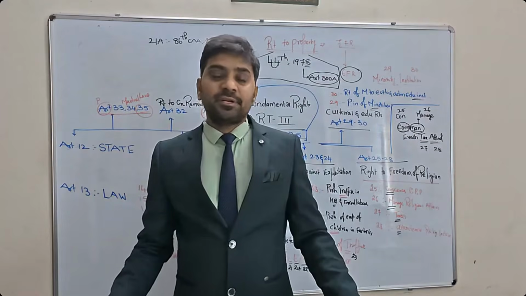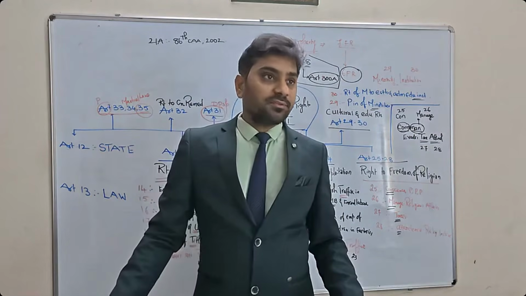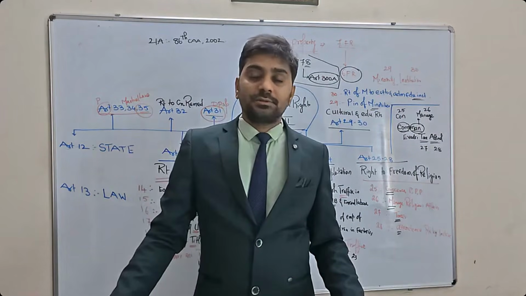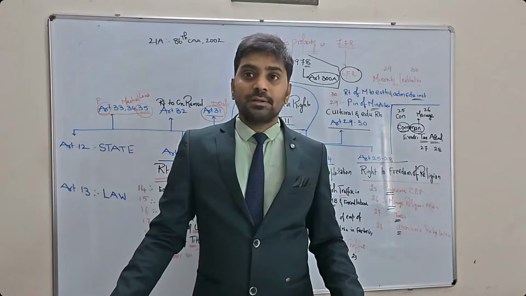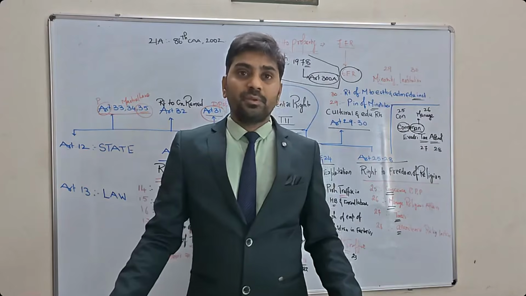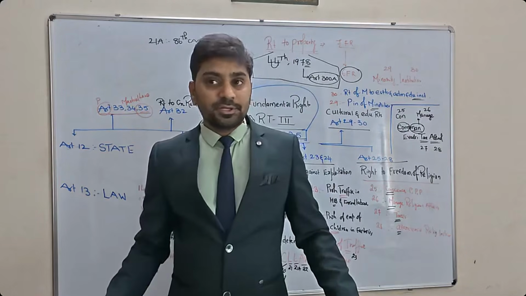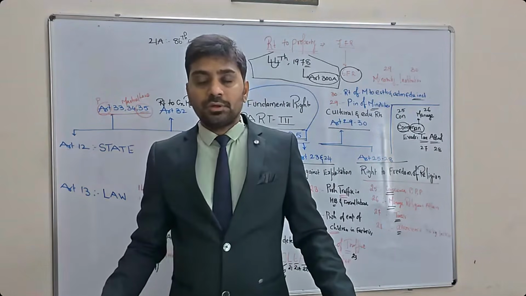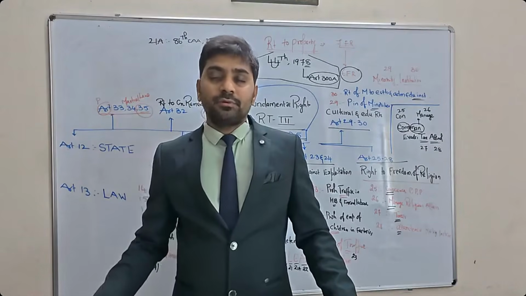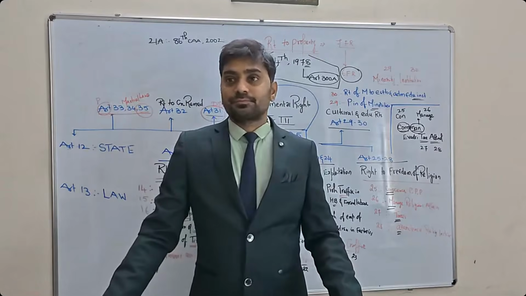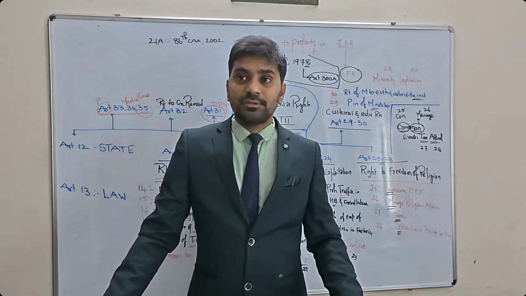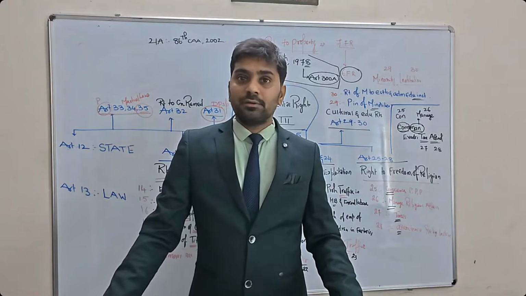How many fundamental rights are there? Six. As of now, 6. First is right to equality. Second is right to freedom. 3, right against exploitation. 4, right to freedom of religion. 5, cultural and educational rights. 6, right to constitutional remedies. గుర్తుంటాయండి.